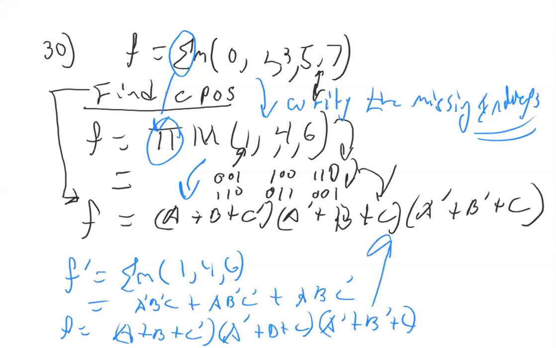So you can use either technique. I like this one better because it doesn't require that you remember how to map from the shorthand notation into the longhand notation. You just use De Morgan's theorem. That's why I like it better.